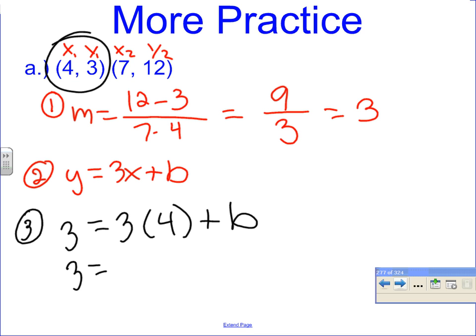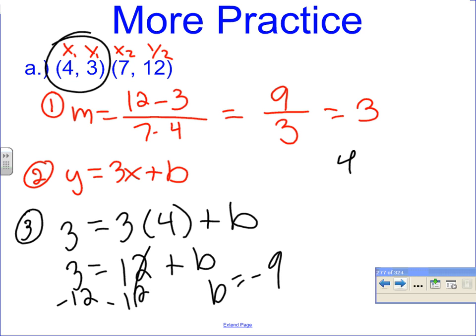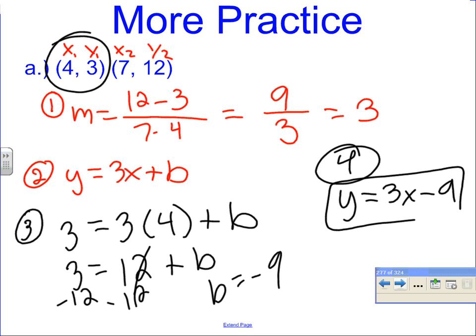3 equals 3 times 4 is 12, which is what Abigail was saying, but I wanted her to take it a step further. Ben also found this out in a similar way, but all you need to do in simplified terms, pick a point, plug it in for x and y, find b. Once you subtract 12 from both sides, you get b equals -9. So the last step is take your b, plug it back into the equation. So y equals 3x minus 9.